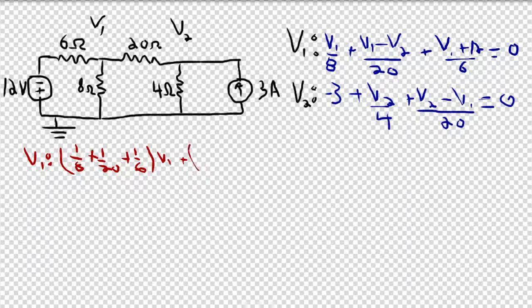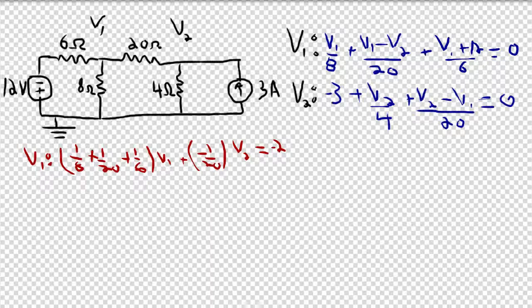plus, and remember, keeping all the variables on one side, negative 1/20th of V2, and that's equal to, now this time we're moving the positive 12 over, so it's going to be equal to -2.